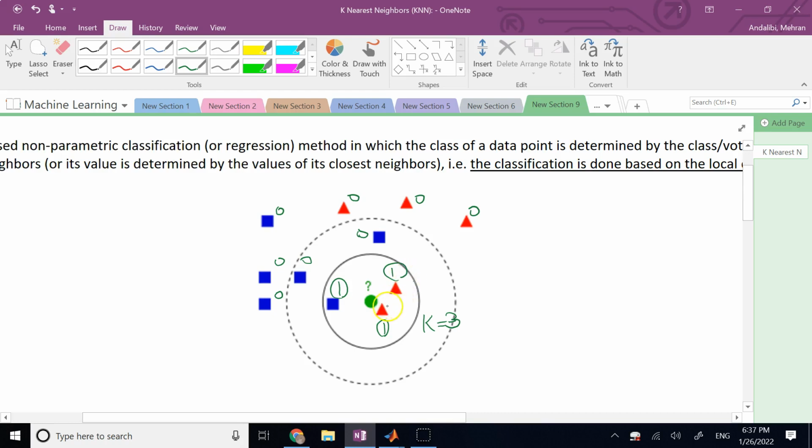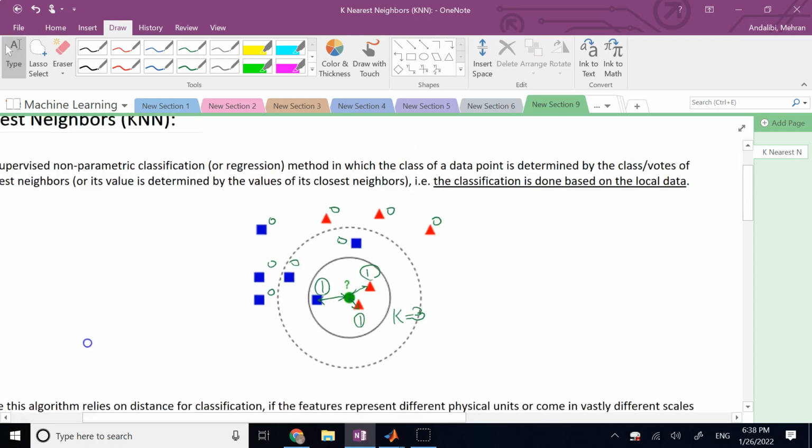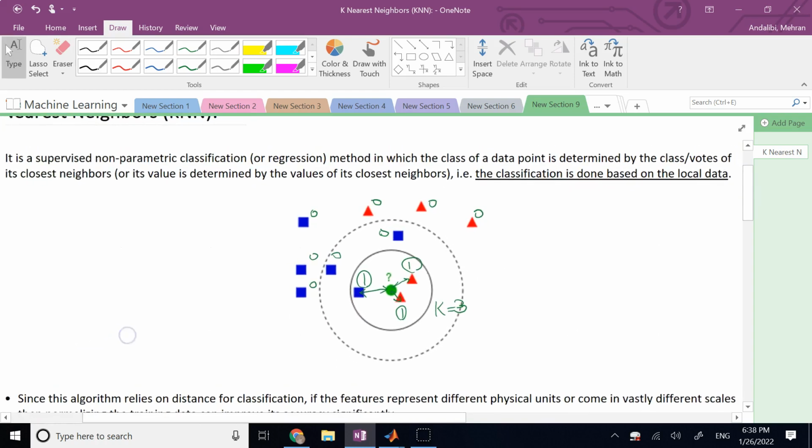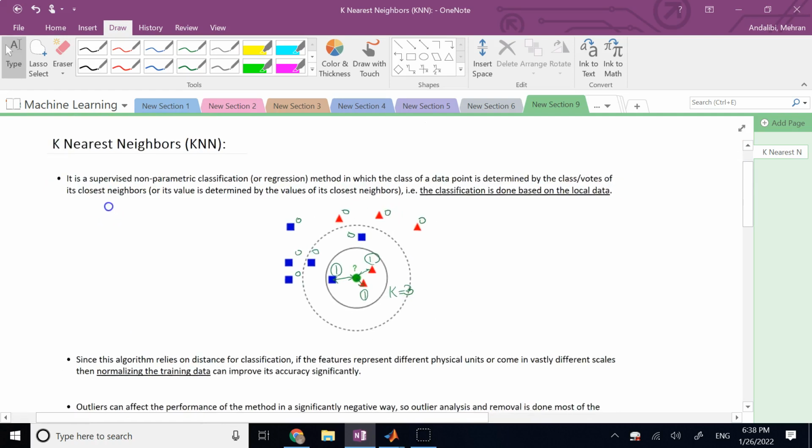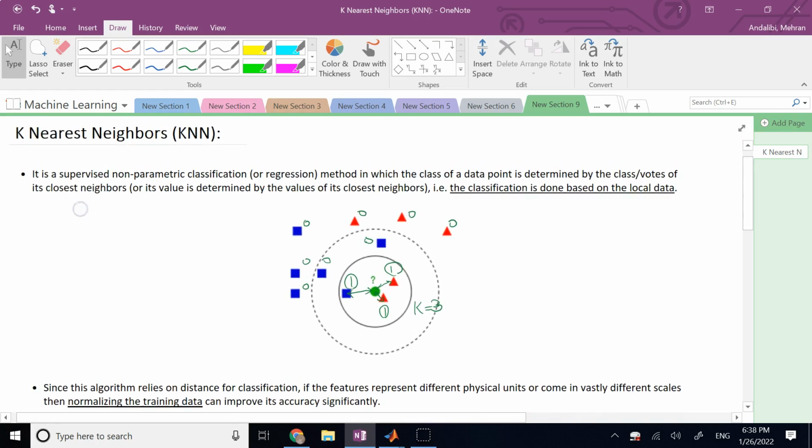So basically, it doesn't matter between these 2 triangles. One of them is closer than the other one. They both count as a 1, and this square, which is further away compared to both of them, also doesn't matter. I just count. Hey, I have 2 triangles, 1 square. The triangles are the winners. I don't care how close they are. Most of the time, this might not be the best approach because the distance could play a significant role.